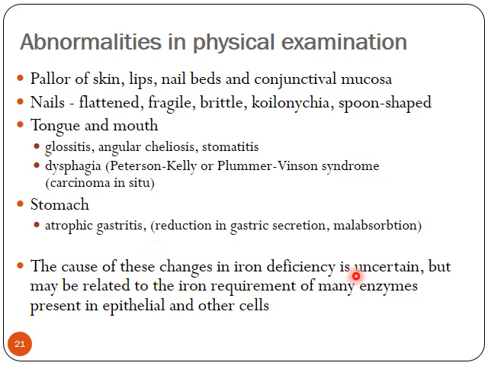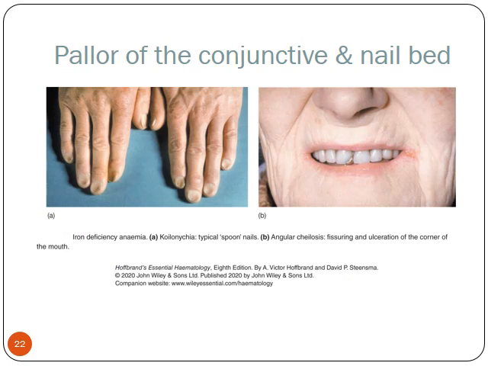The cause for these changes in iron deficiency is uncertain, but may be related to the iron requirement of many enzymes that help in repair of this epithelial and subepithelial tissue. Here we can see the pallor, of course, and the stomatitis and angular cheilosis. Here we are having the koilonychia and spoon nails.